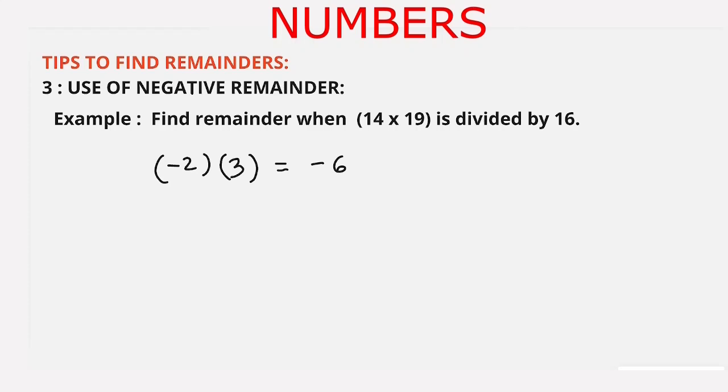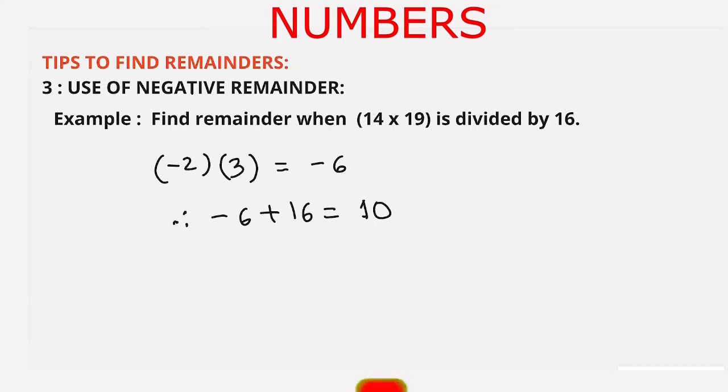But remainder cannot be minus 6. So what we do? We add the divisor, which is 16. Therefore, minus 6 plus 16 is equal to 10. Hence our remainder will be 10. This way we have to solve when the remainder is negative. Then what we have to do? We have to add the divisor to the remainder, and by that we can get the remainder as positive. So minus 6 plus 16 equal to 10 will be our final remainder.